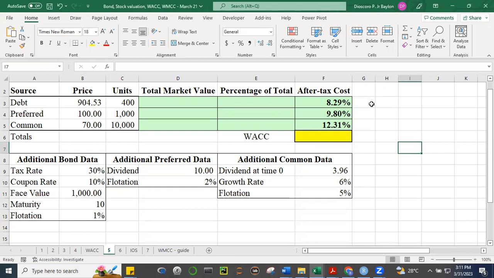First is the cost of debt. What should we remember, that ang cost of debt laging after tax yan, diba? So what's your cost of debt? If you take a look at the formula, given tayo ng mga specifics sa taon, no? Meron tayong bond na 1,000 to mature in 10 years. Flotation cost is 1%. Coupon rate niya is 10%. Then the price, the market value of the bond is 904.53. Okay? All right. So let's compute for that.